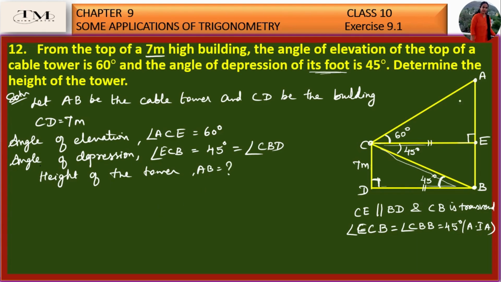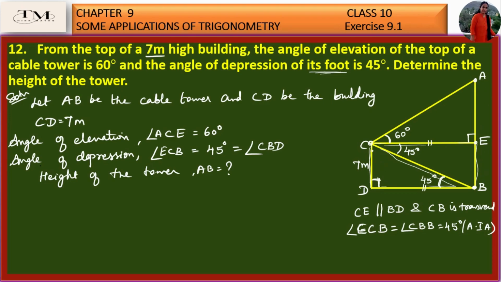So we have two triangles, ACE and CDB. From ACE we can find out AE, and from the other triangle we can find out CD. CD and EB are equal, so both will be of the same length, as we have drawn the line parallel. CD will be equal to EB. So we have to find out CD and AE. If we add both, we will get AB.